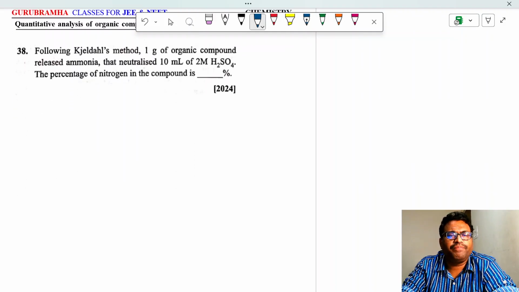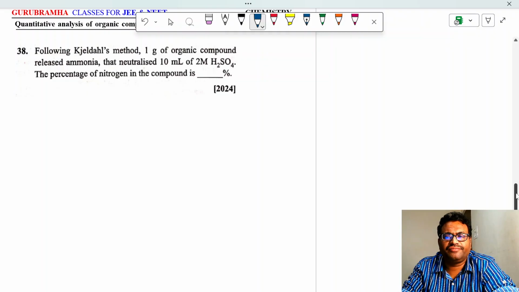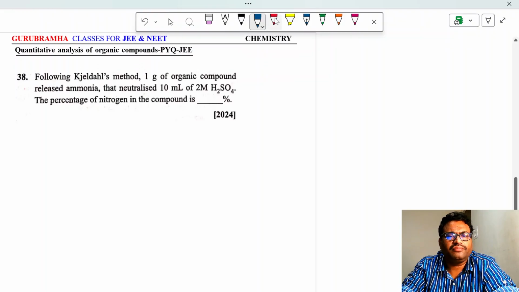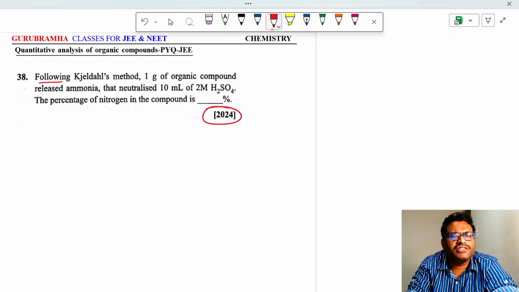See here, the question is asked. When is the question asked? 2024, very much a recent examination. Following Kjeldahl method, 1 gram of organic compound released ammonia that neutralized exactly 10 ml of 2M H2SO4.